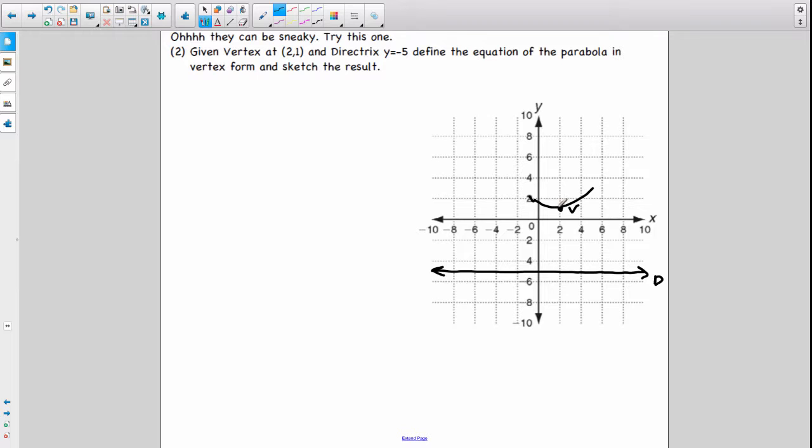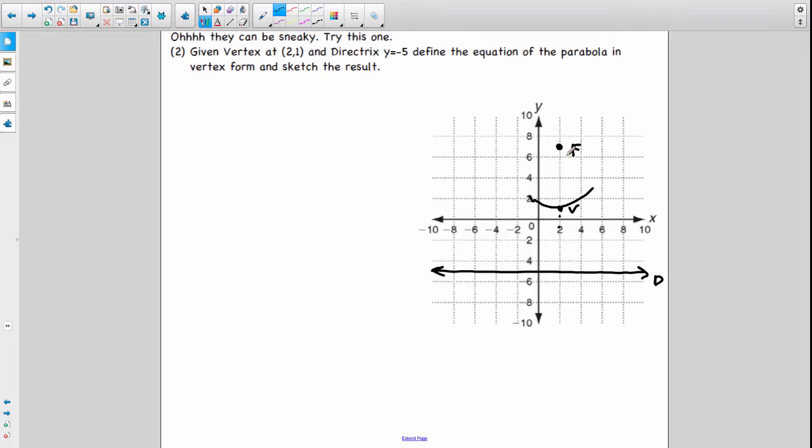So what is that distance? It's 1, 2, 3, 4, 5, 6. So I'm going to go up 6. 1, 2, 3, 4, 5, 6. That, my friends, is the focus. Always inside the salad bowl.